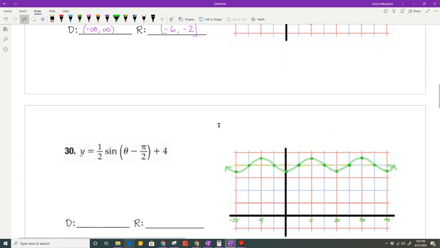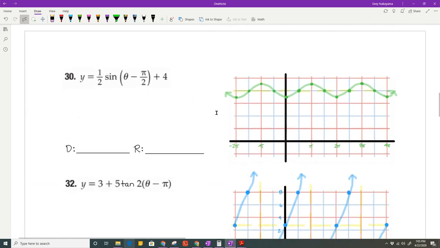Okay. Number 30. Oh, look at this. We got a lot of changes in here. Okay. Y equals 1/2 sine, parentheses, theta minus pi over 2, close parentheses, plus 4. So I have to say something about all those numbers, and I'm going to talk about what each one does to the graph. So the 1/2 is in front. It affects my amplitude. The number multiplied in theta is 1. There's not a number, so my period is still 2 pi over 2.